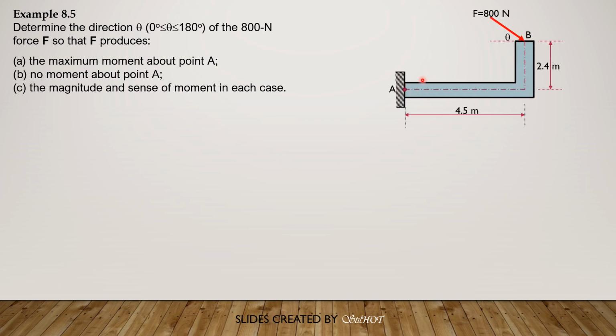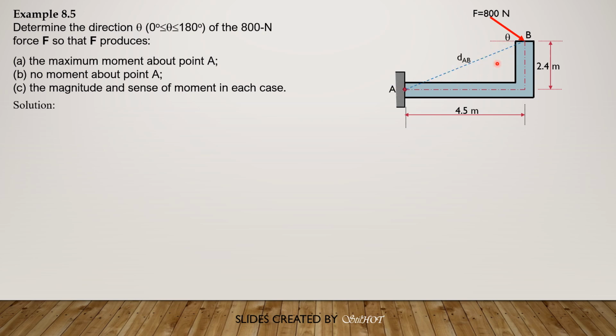So for maximum moment, and this is the distance from A to B, and B is the point of application of the force. So for moment to be maximum, this distance AB must be the moment arm of the force. That's the greatest moment arm of the force. So therefore, this imaginary line distance AB and the force must be perpendicular. So that if they are perpendicular, the angle theta is 90 degrees minus this angle here, or this angle here.